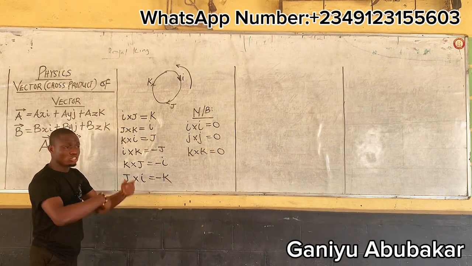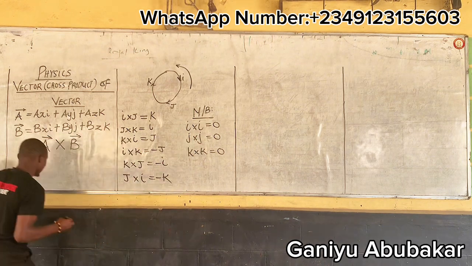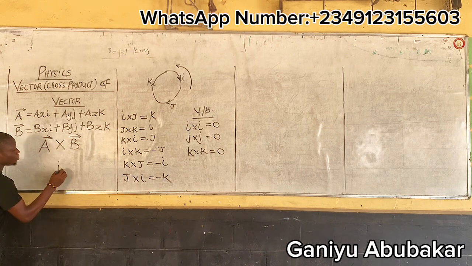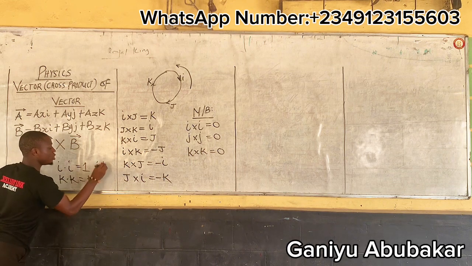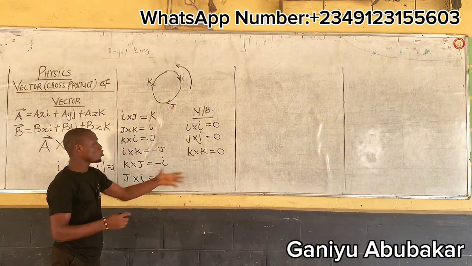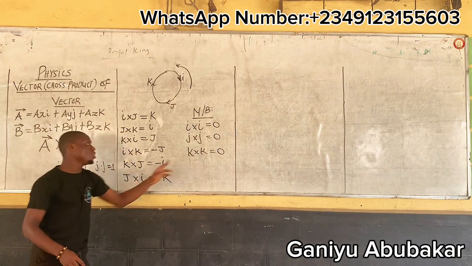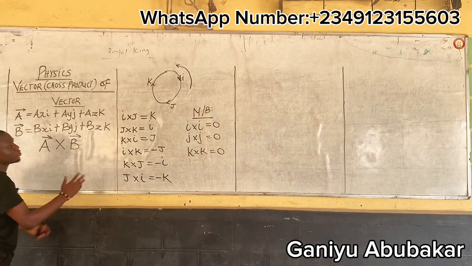When it comes to the dot product of vectors, which is the first one that we did, if I have i dot i, this is equal to 1. k dot k is 1, and j dot j is equal to 1. But in this case, it's different, because it is 0. So this one is for the cross product, and this is the dot product of vectors. So we don't need this for now. Let's proceed, please.